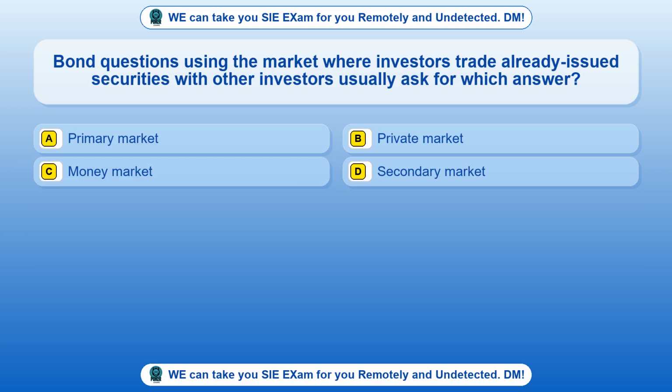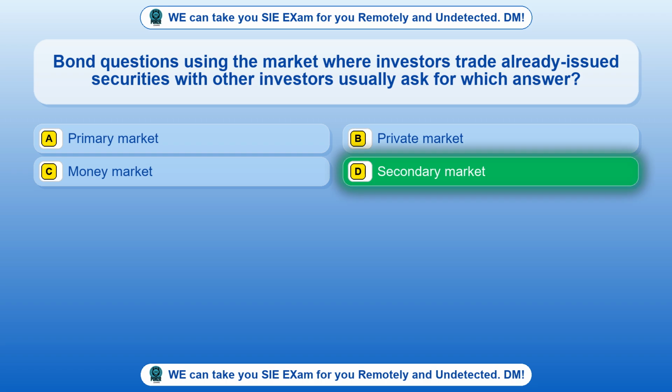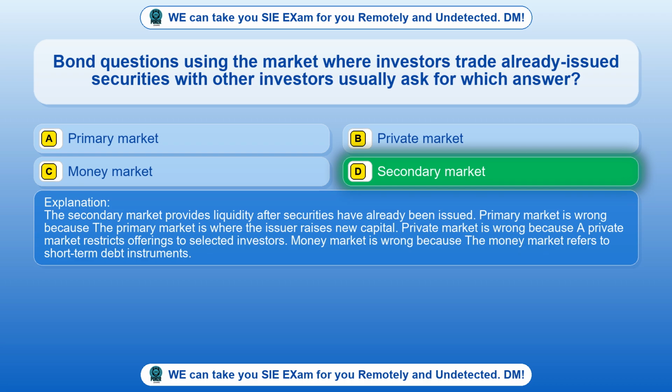Question 8. Bond questions using the market where investors trade already issued securities with other investors usually ask for which answer? Option A, primary market. Option B, private market. Option C, money market. Option D, secondary market. The correct answer is option D, secondary market. The secondary market provides liquidity after securities have already been issued. Primary market is wrong because the primary market is where the issuer raises new capital.